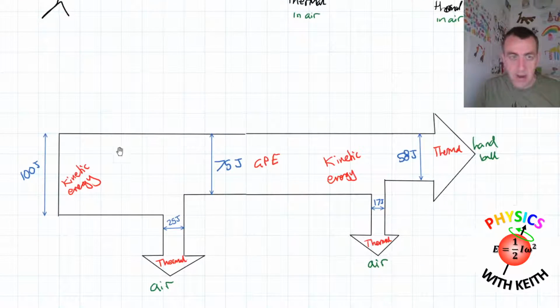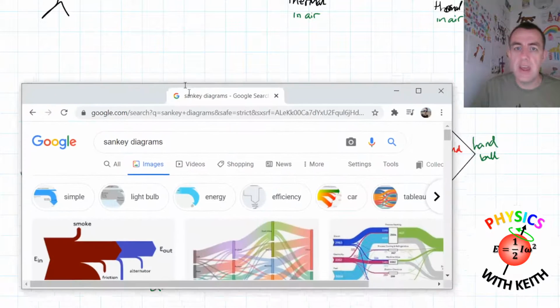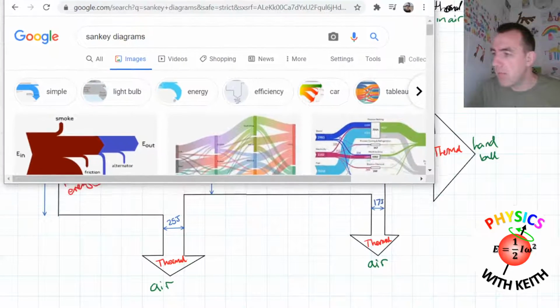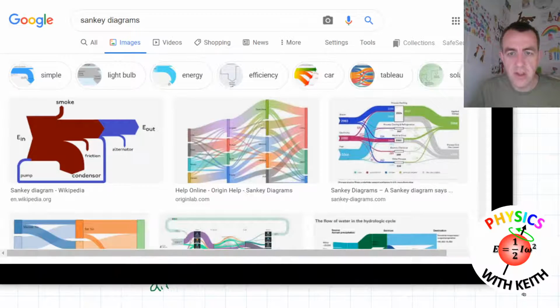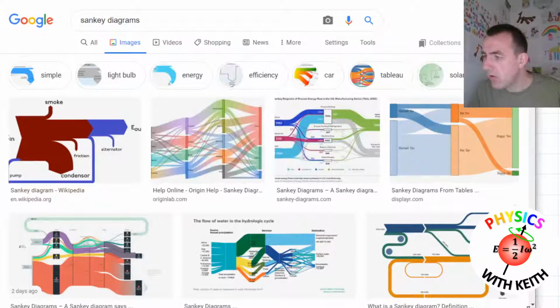Okay, so I'm going to show you just very quickly some Sankey diagrams that you could find if you Googled it, to show you that this isn't just a made-up thing for the sake of physics exams, just one more thing to learn. Sankey diagrams do appear all over the place, not just in the context of energy either, although usually in the context of energy, but not exclusively.